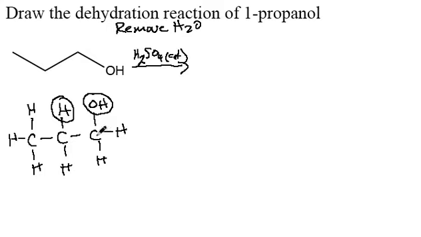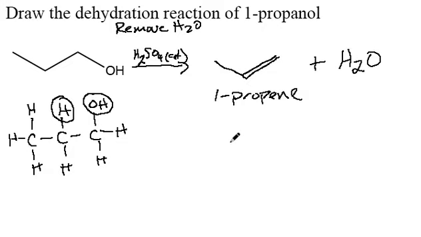The only carbon that is adjacent to this end carbon is this carbon right here. So that means that our double bond will be between these 2 carbons. So the way that I'm going to draw this, I have the 3 carbons because it's propanol. 1, 2, 3. I have the 3 carbons, and now there will be a double bond right there. And so this will be called 1-propene. The other product is water.